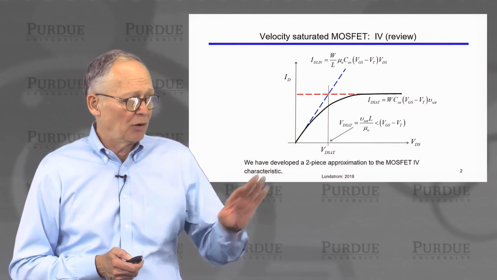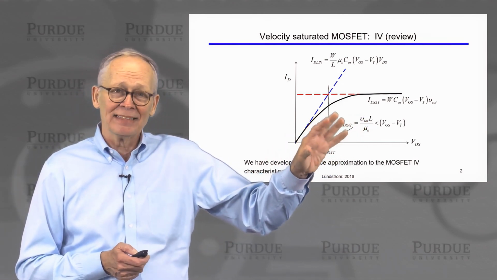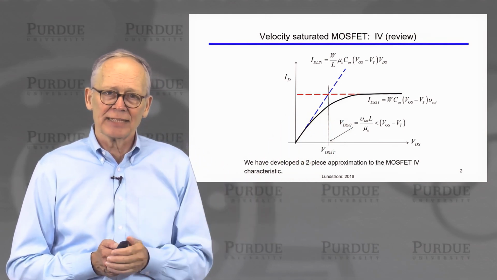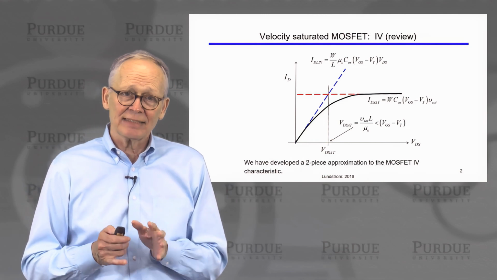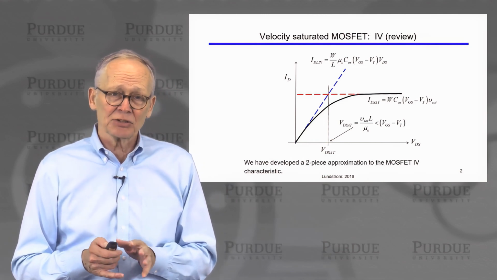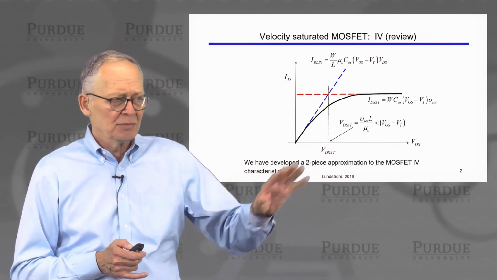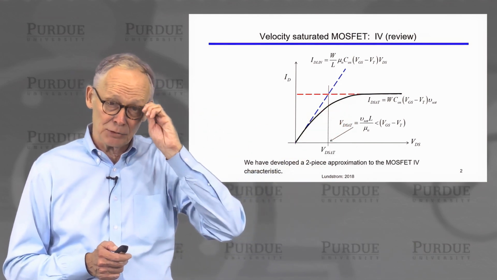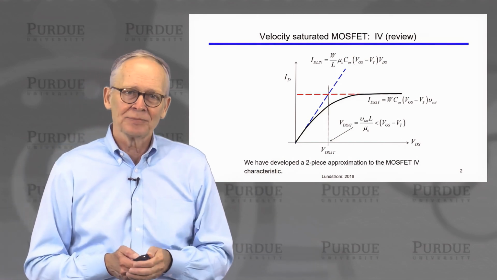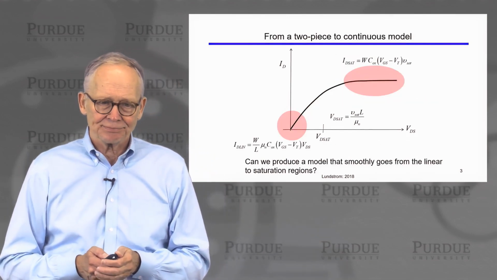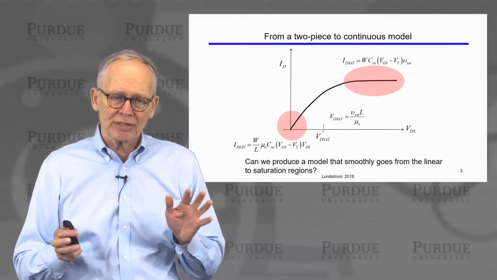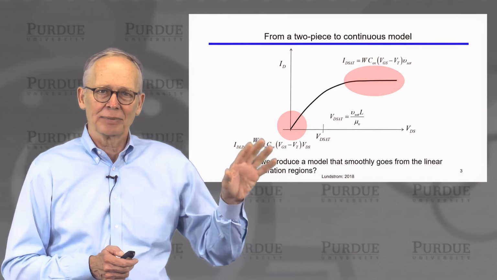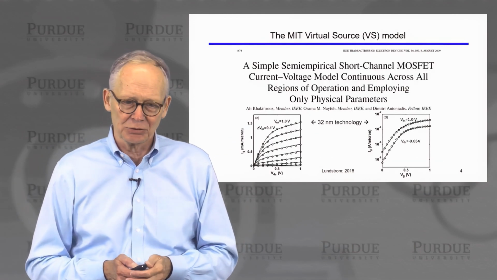One thing I'll point out is that in the square law theory, the drain saturation voltage is VGS minus VT. In a velocity saturation model, there is also a drain saturation voltage, but it is always significantly less than VGS minus VT. The drain current saturates before the drain voltage hits that point. So the question is, can we take these models that we've developed and develop a smooth model that goes between the two limits?